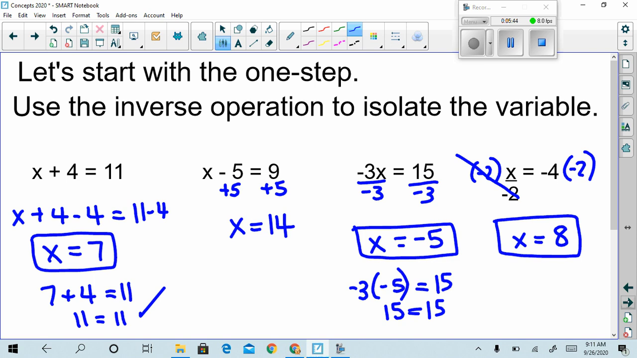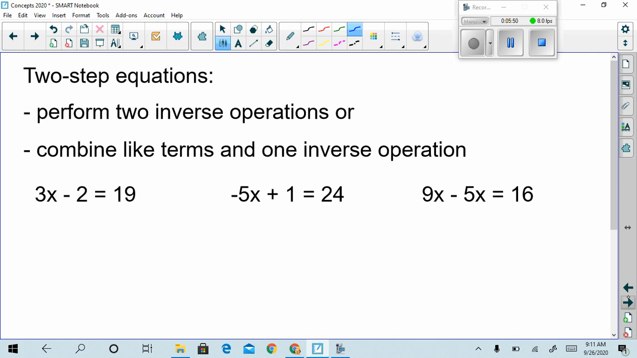Let's take a look at some two-steps. In two-steps, we have two possible things we're going to encounter. We could either need to perform two inverse operations, or we will be combining like terms first and then one inverse operation. Let's check a few of these out. Again, 3x minus 2 equals 19. Let me add 2 first. We always remove everything away from the x by the addition and subtraction part first. That leaves me with 3x is equal to 21. Now I have one inverse operation left, and that's to divide, and I get x is equal to 7.